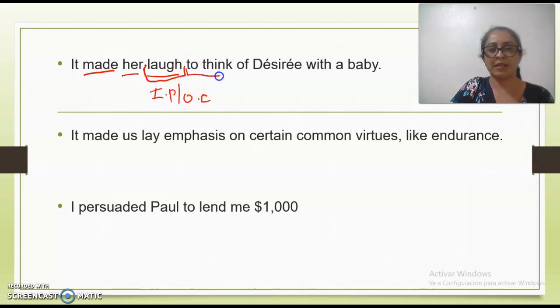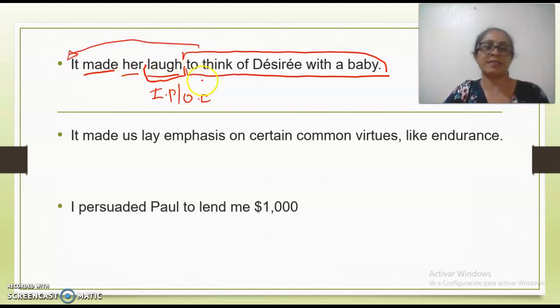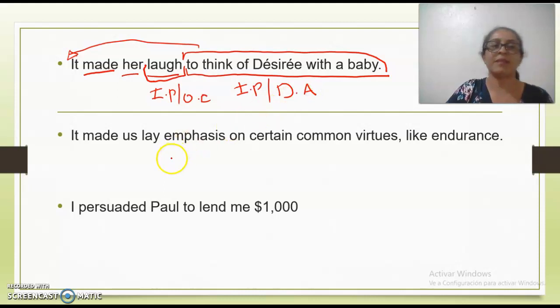Okay, let us move this part, to think of Desiree with a baby, and let's remove the "it". So we're going to take "to think". Can we do this? Yes, right? To think of Desiree with a baby made her laugh. Yep, why not? Okay, infinitive phrase as a delayed appositive or an appositive.